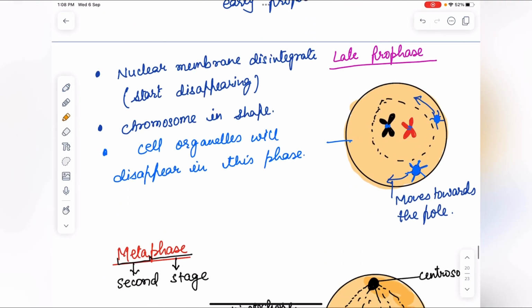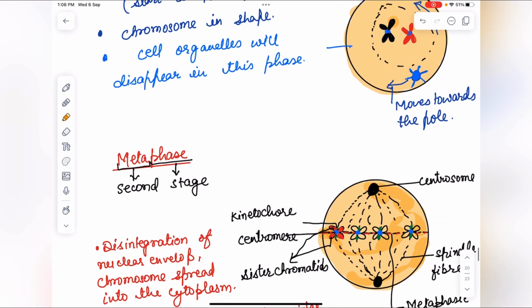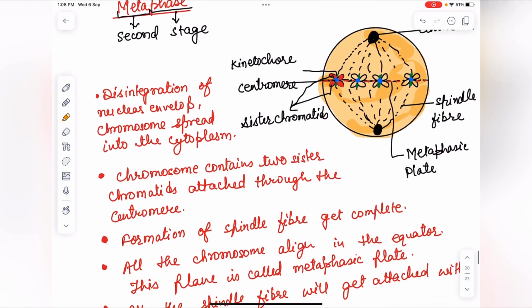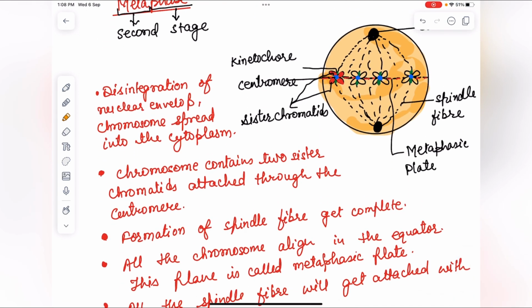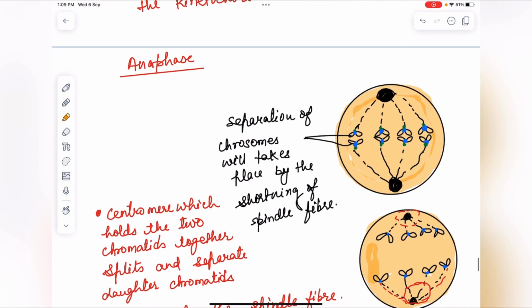So we have seen the prophase. What happens in the prophase? The nuclear membrane starts to disintegrate, and the chromosomes come into shape. The cell organelles disappear in this phase, and in the metaphase the chromosomes come onto the metaphase plate, aligned and attached with the spindle fiber. In the anaphase there is a separation of the chromosomes.